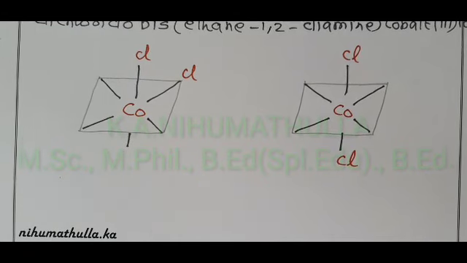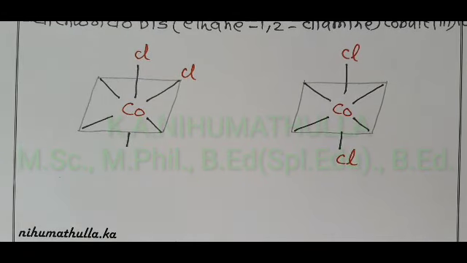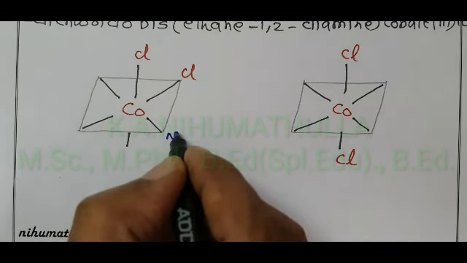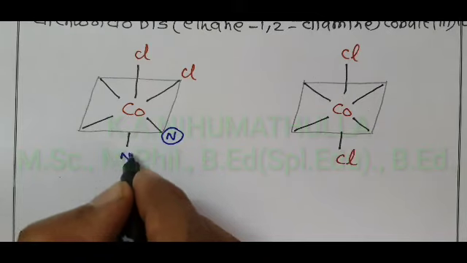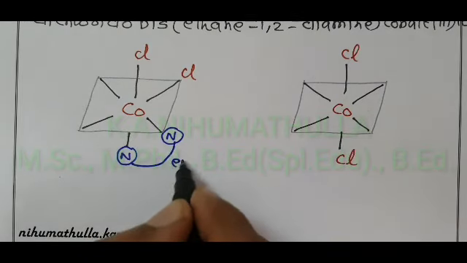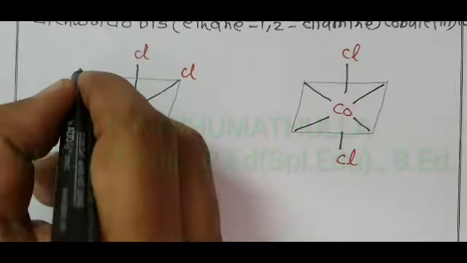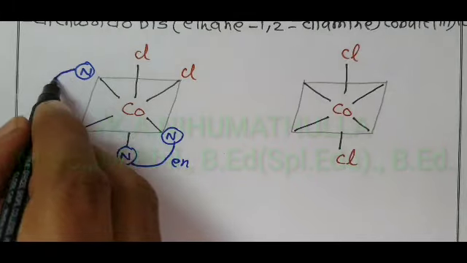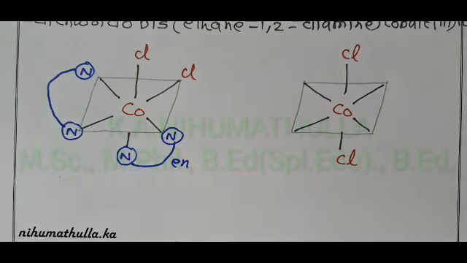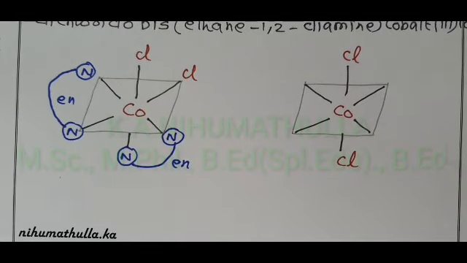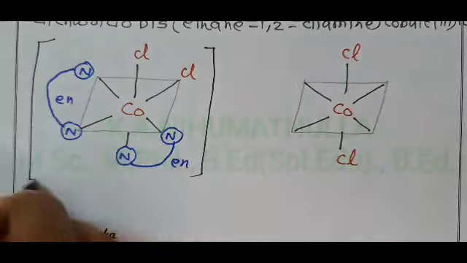How to draw ethylenediamine? We know CH2NH2, CH2NH2 is ethylenediamine, but simply we can draw it. The donor atom is nitrogen. Join the 2 nitrogens like curves and put en here. This is ethylenediamine. Here N is the donor atom. Join the 2 nitrogens with CH2, CH2. This is called cis form because the 2 chlorine atoms are in 1, 2 position. Charge on the complex is 1 plus.